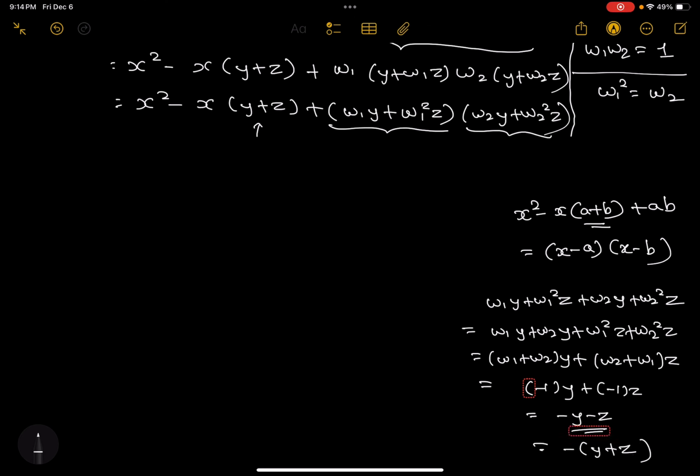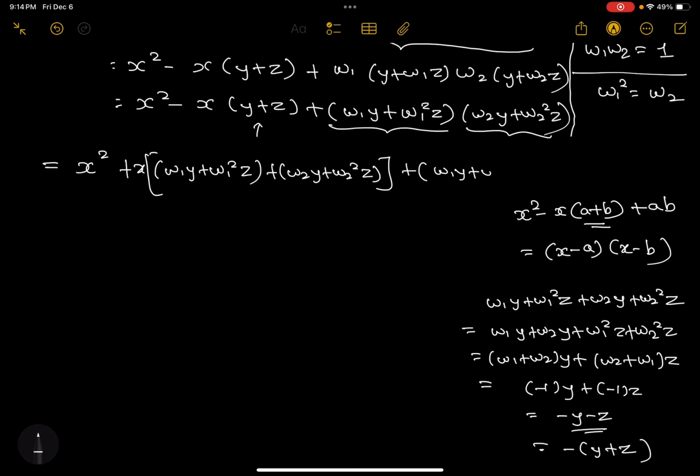Okay, so now since we know that their sum is exactly what we have over here, I can now write this as x square plus x times that sum, omega 1 y plus omega 1 square z plus omega 2 y plus omega 2 square z, right? And then this product, omega 1 y plus omega 1 square z times omega 2 y plus omega 2 square z. Okay, so now let's try to factorize this. Let me try to take x common. This will be x plus omega 1 y plus omega 1 squared z, right?